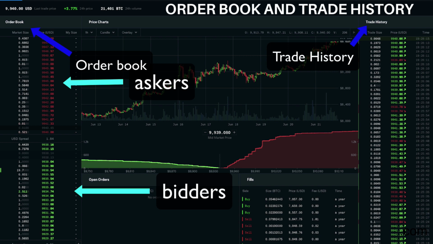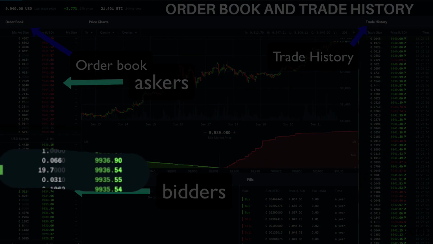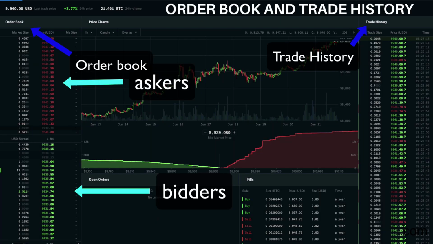If you see a huge order in the order book, you want to make sure that your order is filled before it. So place your order before the huge orders to ensure that yours gets filled. On this one, there's a 19.7 Bitcoin order at $9,936.54. So you would place your buy at $9,936.55 or higher to ensure that you get filled. Otherwise, that 19.7 Bitcoin will have to fill first.